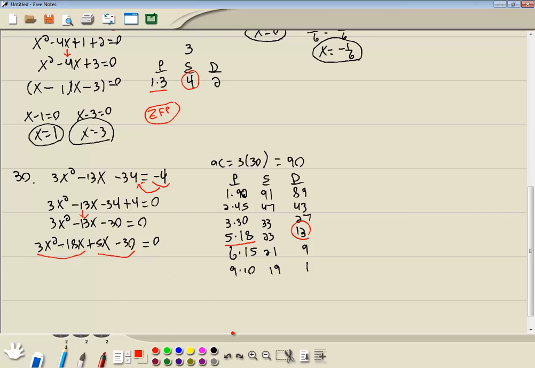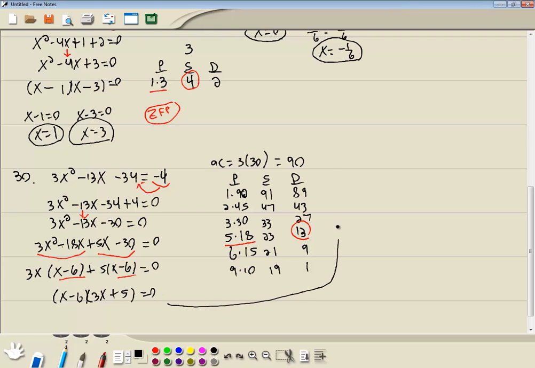Then I'll factor by grouping. First group has a 3 and an x in common, and that gives me x minus 6. Second group has a 5 in common, and that gives me an x minus 6. Now our goal was to get this parentheses the same as this, which it is. So I factor out an x minus 6, and that leaves us 3x plus 5.